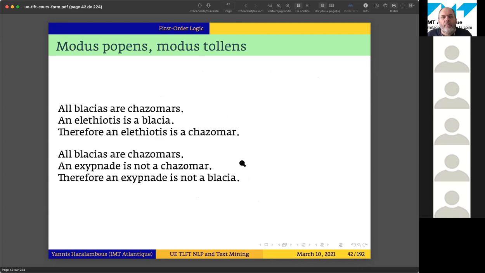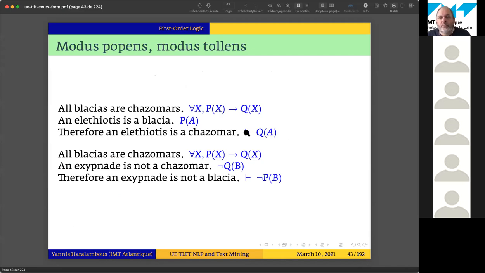Here I'm giving an example of two inference methods called modus ponens, and not popens, sorry, and modus tollens. Modus ponens is: if for all x, p of x implies q of x, and I have p of a, then modus ponens says I have q of a. And modus tollens says, again, if for all x, p of x implies q of x, and I do not have q of some constant b, then I do not have p of this constant b.